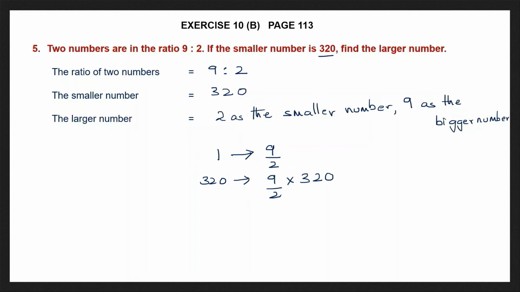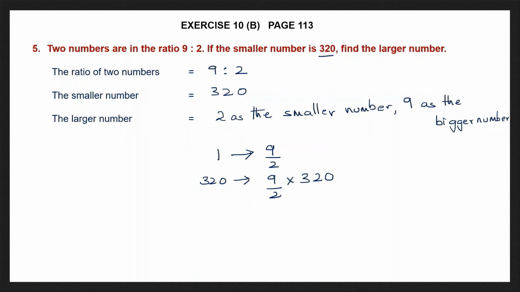Right? So let me explain this once more. The larger number, the third step. If we take 2 as the smaller number, then we can take 9 as the bigger number. Now, if 1 is the smaller number, then the bigger number is 9/2. If 320 is the smaller number, then the bigger number will be 9/2 into 320. So this one, let's work out.